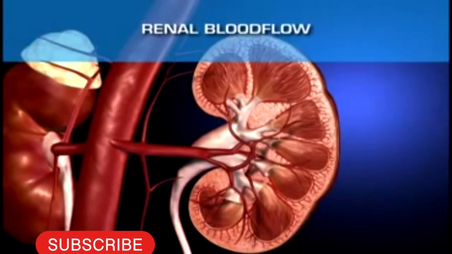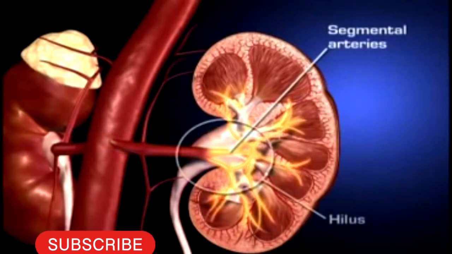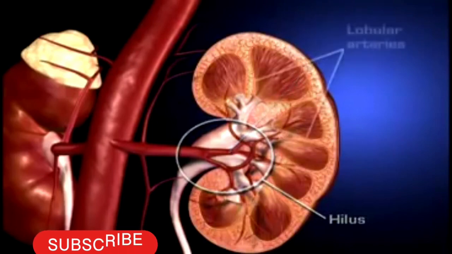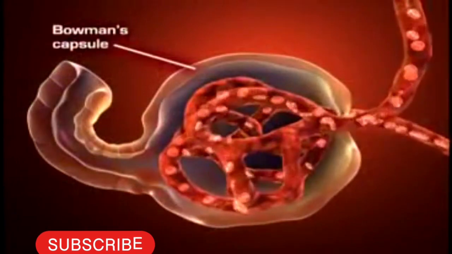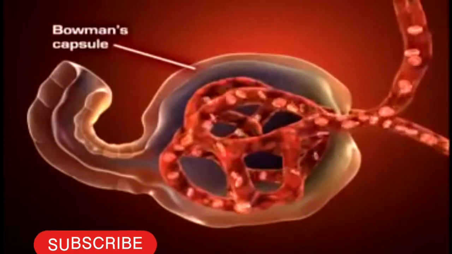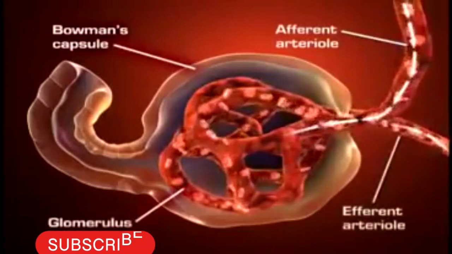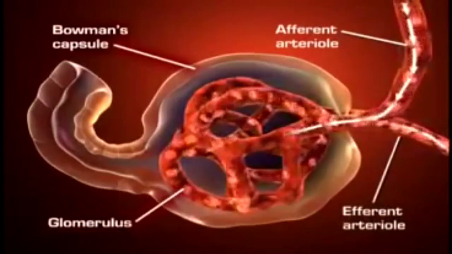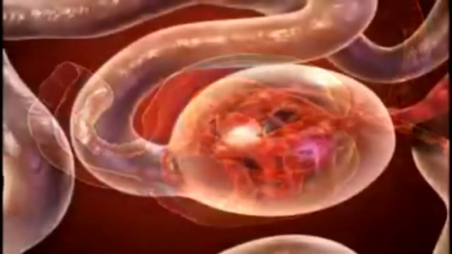Each kidney is supplied with blood by a single renal artery that arises on its respective side of the aorta, before dividing into 5 segmental arteries that enter the hilus. Within the kidney, each segmental artery branches into several lobular arteries. The lobular arteries further subdivide to form interlobular arteries, which branch off into afferent arterioles. Blood flows into the glomeruli through the afferent arterioles. Blood flows out of the glomerulus through the efferent arteriole. The afferent and efferent arterioles regulate glomerular capillary pressure by selectively dilating or constricting.